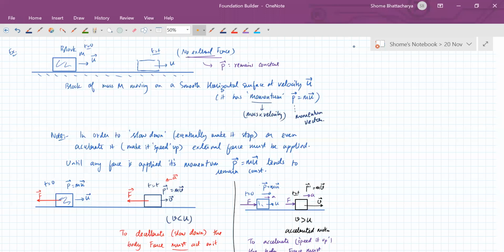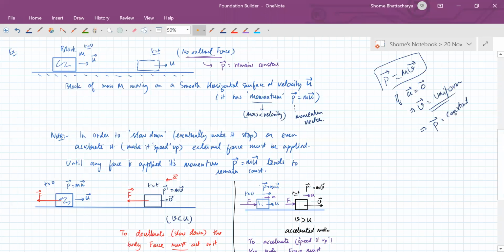If the acceleration of a body is zero, like in the first example I've shown above, no force is acting, so there is no acceleration. So what about velocity? It will remain constant. So if velocity is constant, what about momentum? It's constant. Because momentum is defined as mass into velocity. Momentum vector is defined as mass, which is a scalar, multiplied by velocity vector. So if acceleration of a body is zero, then by kinematics you know that velocity is uniform. So if velocity is uniform, it implies that momentum remains constant. Simple.